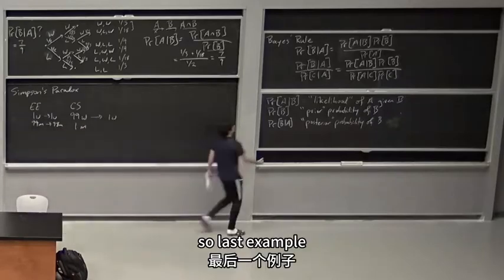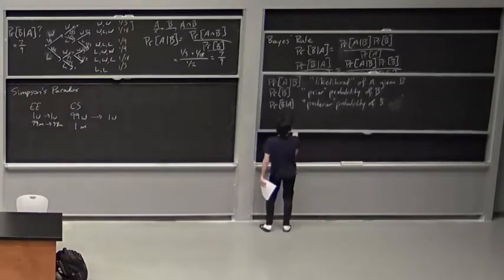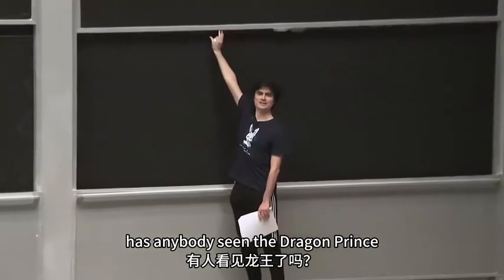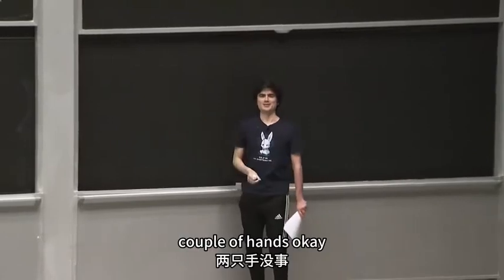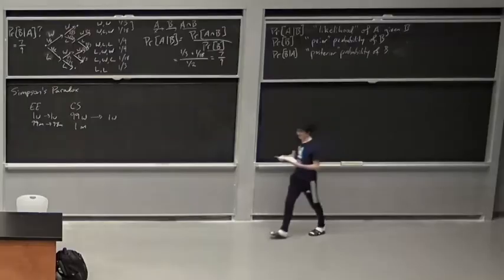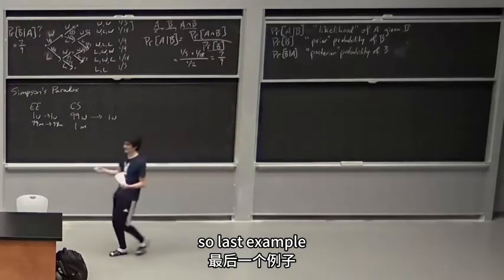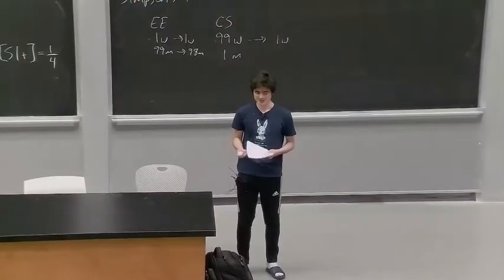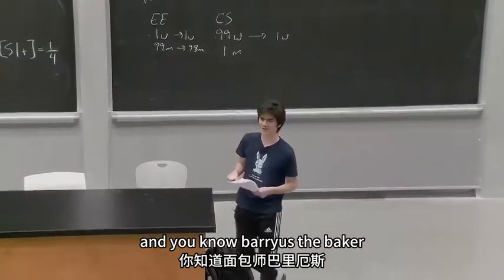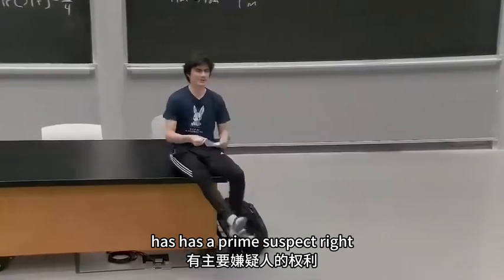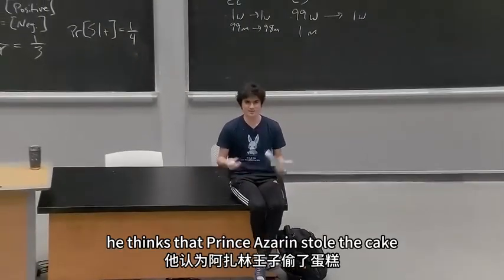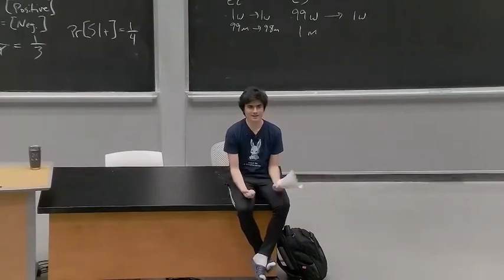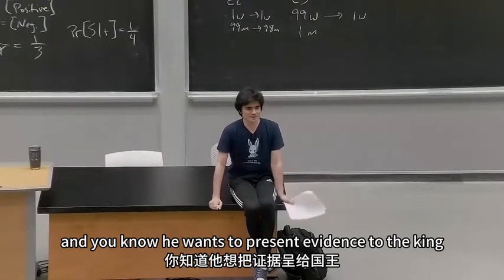So, last example. Has anybody seen The Dragon Prince? A couple of hands? Okay. Well, so, last example. Suppose a cake has gone missing from the bakery, and Barius the baker has a prime suspect, right? He thinks that Prince Ezrin stole the cake, and he wants to present evidence to the king.